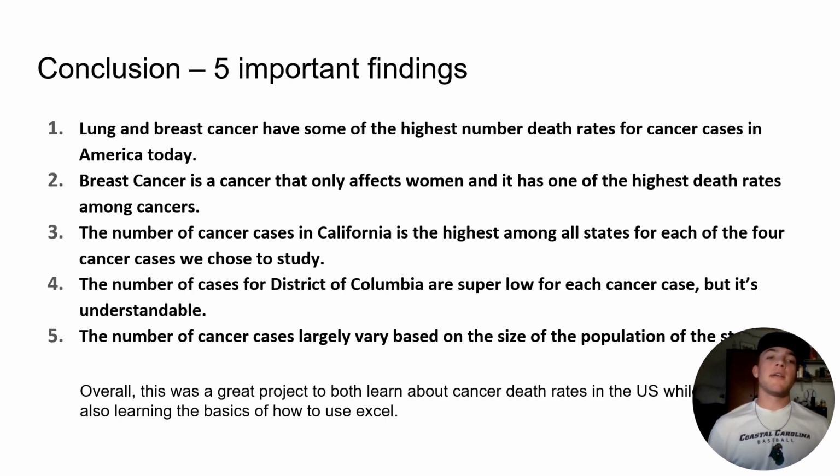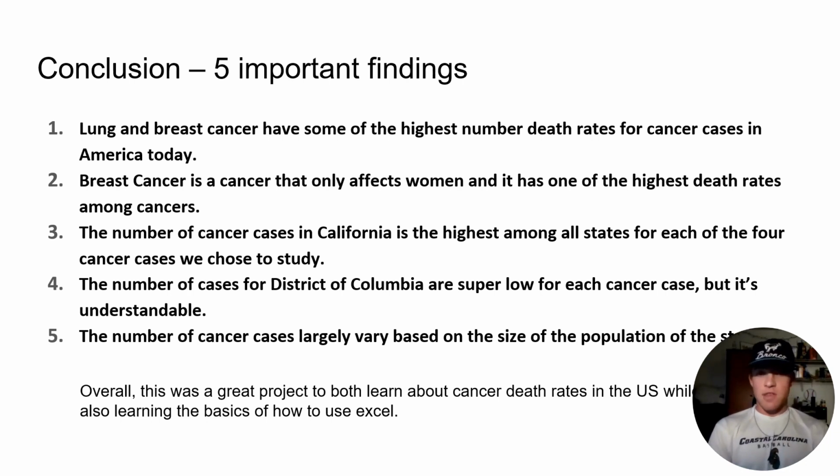So our 5 important findings of the project, number 1 being lung and breast cancer have some of the highest death rates for cancer in America today. Number 2, brain cancer is a cancer that only affects women and that has one of the highest death rates among the different types of cancers. Number 3, the number of cancer cases in California is highest among all states for each of the 4 cancer types we chose to study.